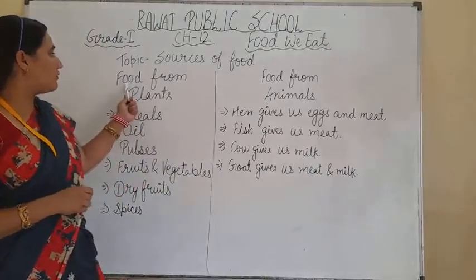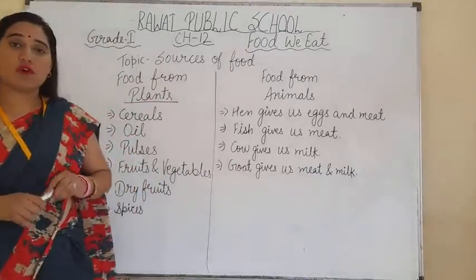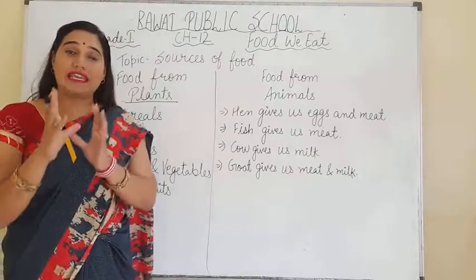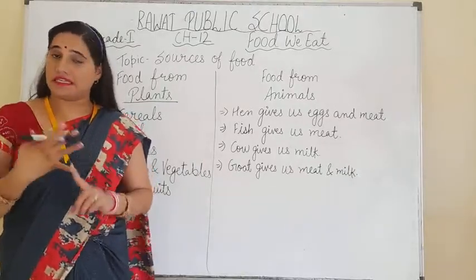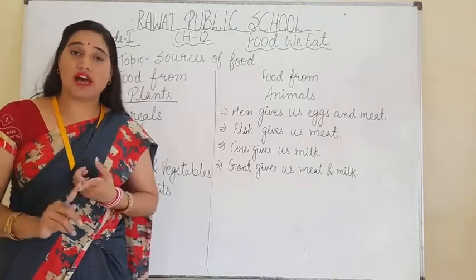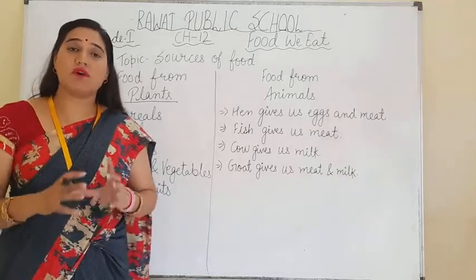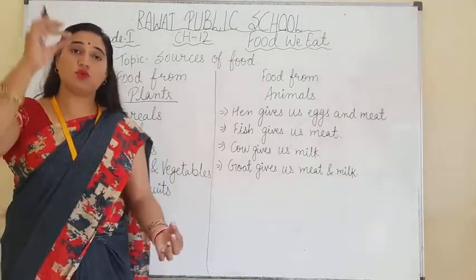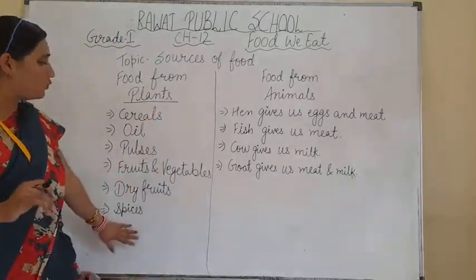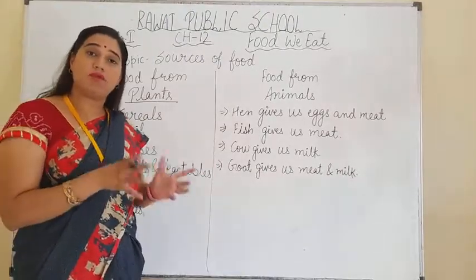First of all we talk about food from plants. From where do we get our food? We get food from plants. You know, we can eat each part of a plant. We can eat seeds, stem, roots, flowers, and fruits of that plant. Each and every part of a plant is edible. From root to top, we can eat every part of a plant. All kinds of food items we get from plants are parts of different types of plants.